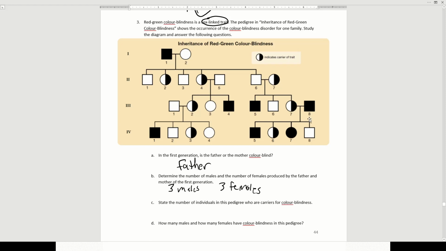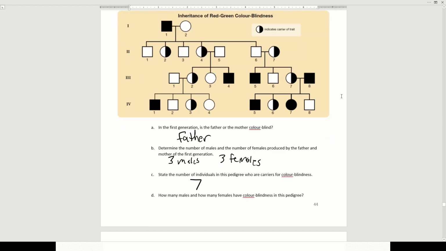Say the number of individuals in this pedigree who are carriers for color blindness. 1, 2, 3, 4, 5, 6, 7. And how many males and how many females have color blindness in the pedigree? So we have 1, 2, 3, 4, 5, 6. 6 males have the color blindness, and then only 1 female.